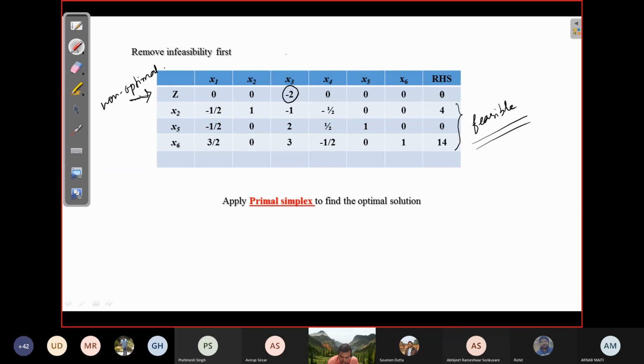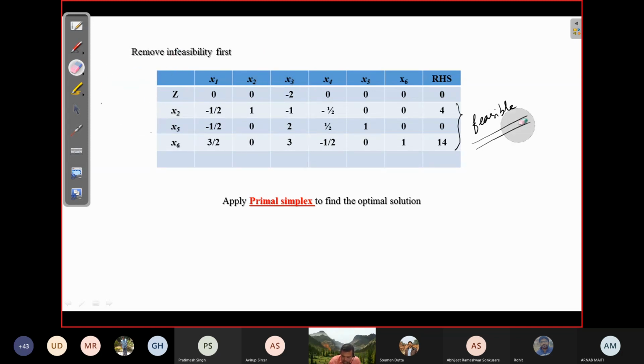In this case, you will choose X3 to enter and then perform the minimum ratio test, and choose X5 to leave. So in the normal manner, you apply the primal simplex and you get the optimal solution. Because you are applying both dual simplex and primal simplex for this problem in order to get the optimal and feasible solution, this algorithm is known as the primal dual algorithm.